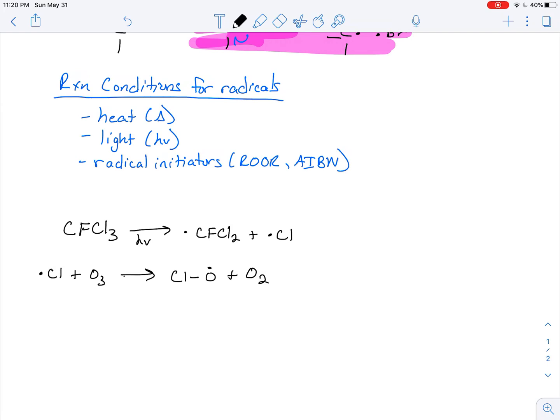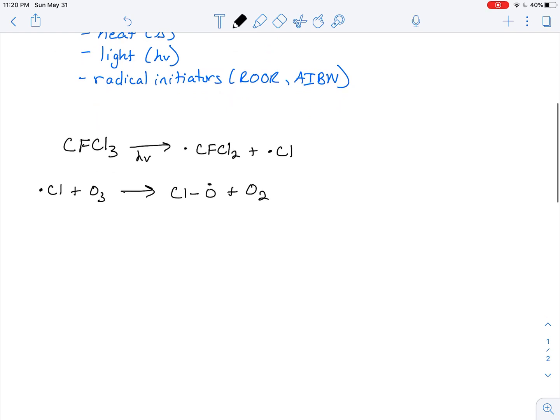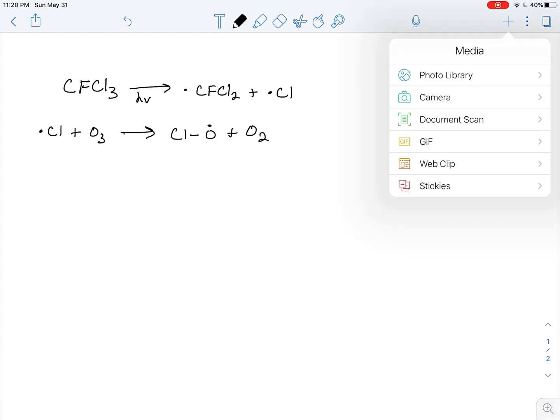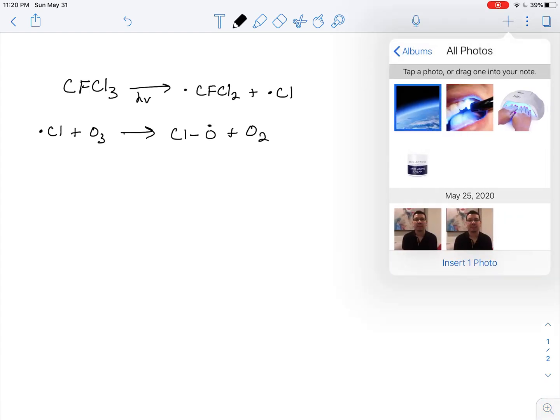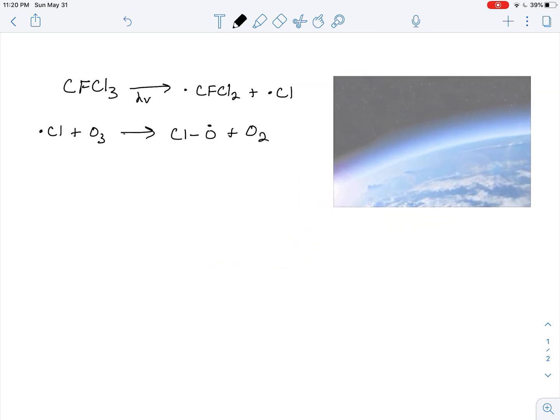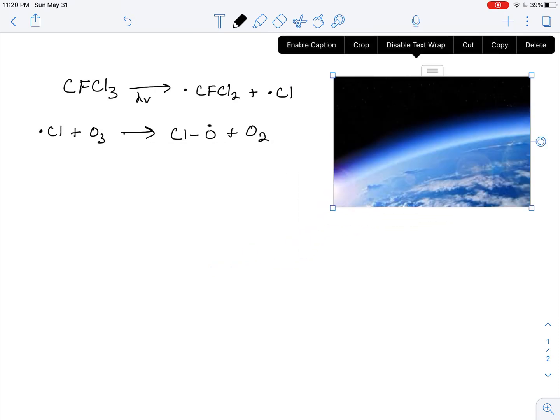Well, you ask yourself, well, Dr. Ladd, why is that so bad? I mean, we just made more oxygen, and oxygen's good. We need oxygen, right? Well, hopefully you can see why this would be a bad thing because of what we call the ozone layer. This is one of the primary reasons that we have caused the depletion of the ozone layer, which were CFCs. And again, these were initiated by UV light. So interesting characteristic there, right?